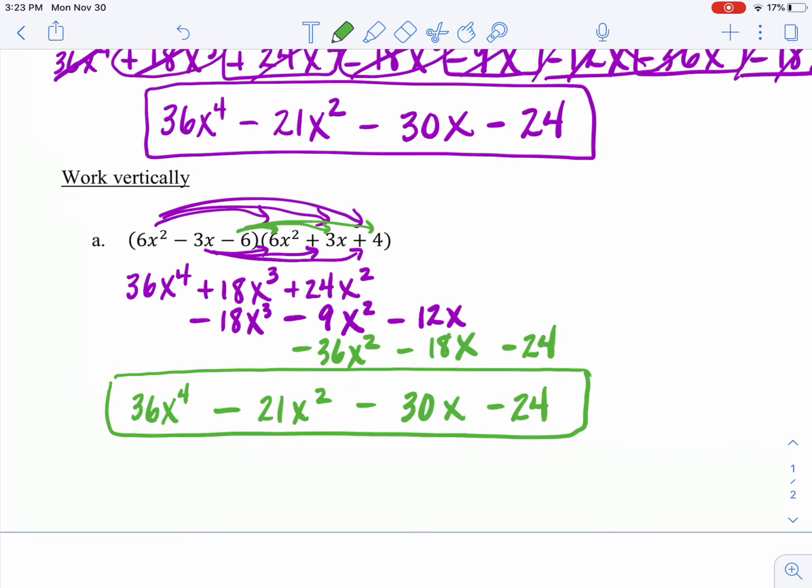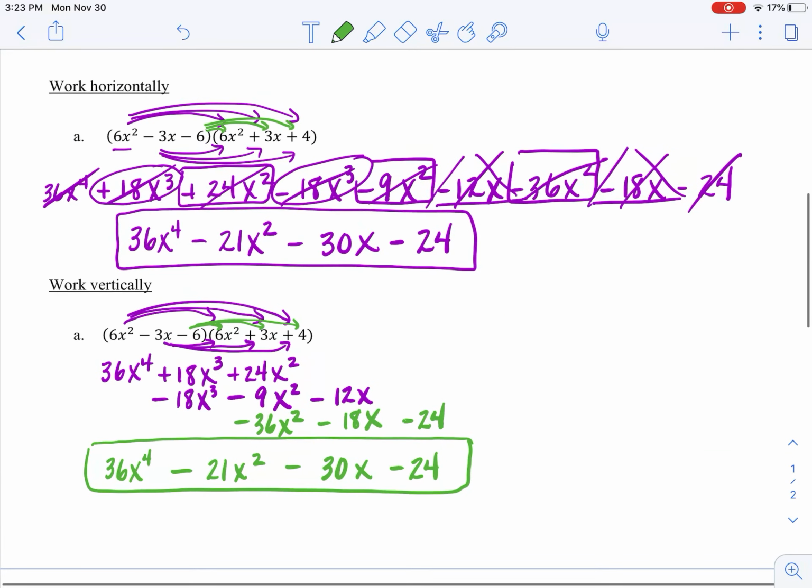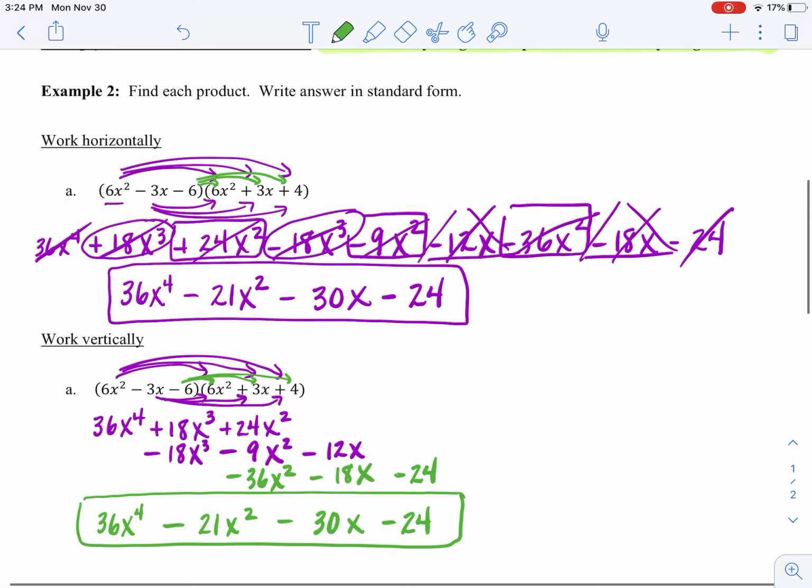So it's your choice. We've really only done 2 examples. It's just we've done them both 2 different ways. Do you like to stack them on top of each other vertically so that the like terms are really easy to identify and also the problem takes less room horizontally? Or do you prefer to just work horizontally and keep them all in a row?